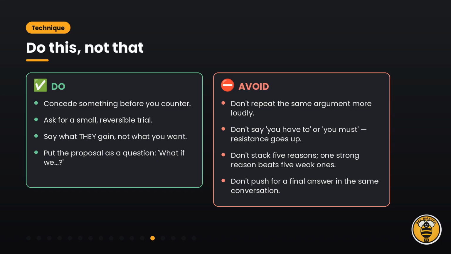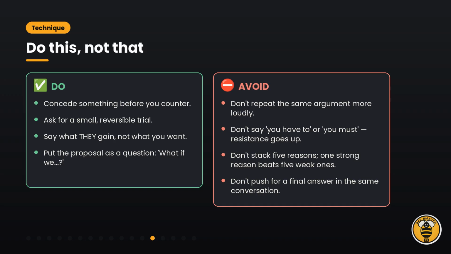Four things to do and four to avoid. Do concede something before you counter. Do ask for a small, reversible trial. Do say what they gain, not what you want. And do put the proposal as a question. What if we? Now the mistakes.